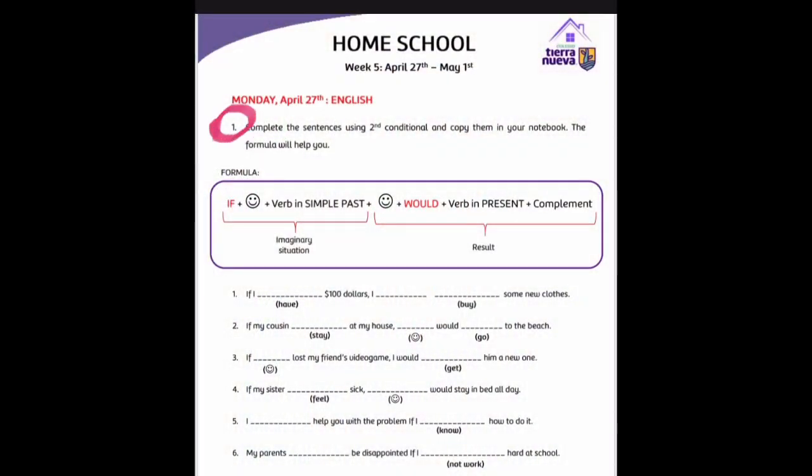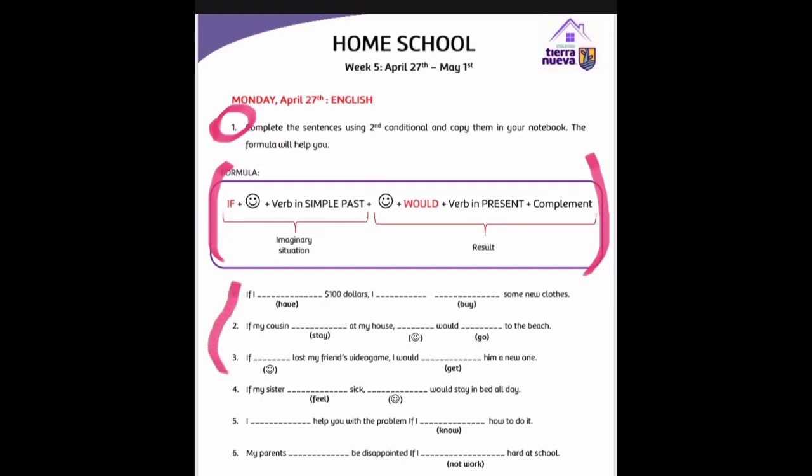Okay, guys, so this is what you have to do. Complete the sentences using second conditional and copy them in your notebook. The formula will help you. We have right here the formula. You do not need to copy the formula. You already have it in your notebook, okay? Remember, we have the part of the imaginary situation and we have the part of the result.